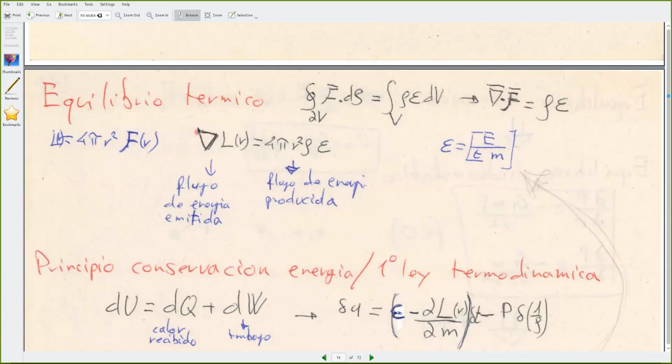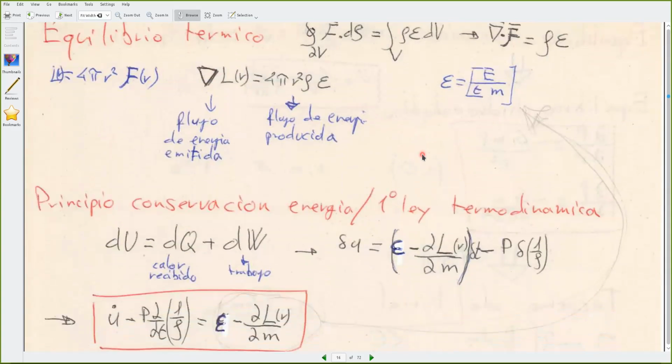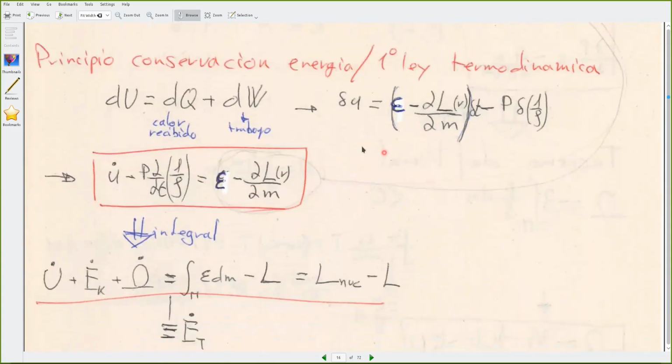So the derivative of the luminosity, see this one, because you put it inside. You get to the energy conservation principle.